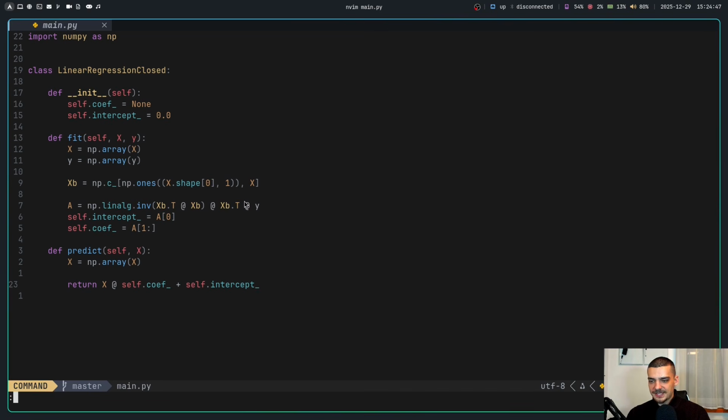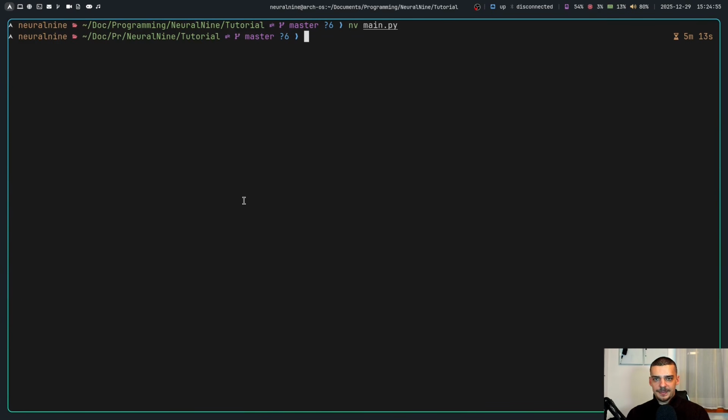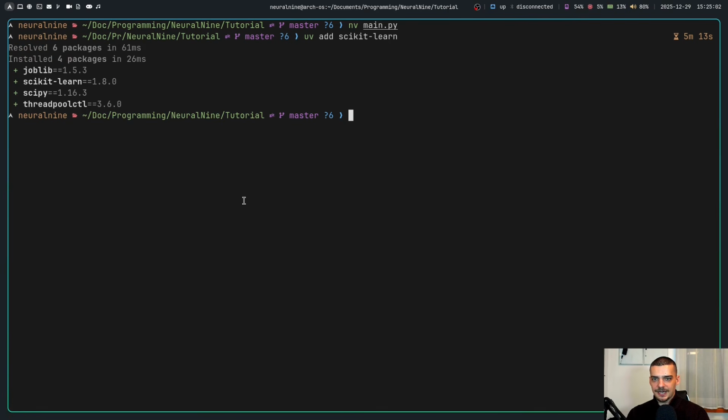How do we do that? For this, I'm actually going to use scikit-learn, not for the model itself. It's already implemented. I'm going to use scikit-learn to load a dataset and evaluate it, and also to compare it with the scikit-learn implementation of linear regression. So I'm going to say uv add scikit-learn. In your case, you can say pip or pip3 install scikit-learn if you're not using uv.